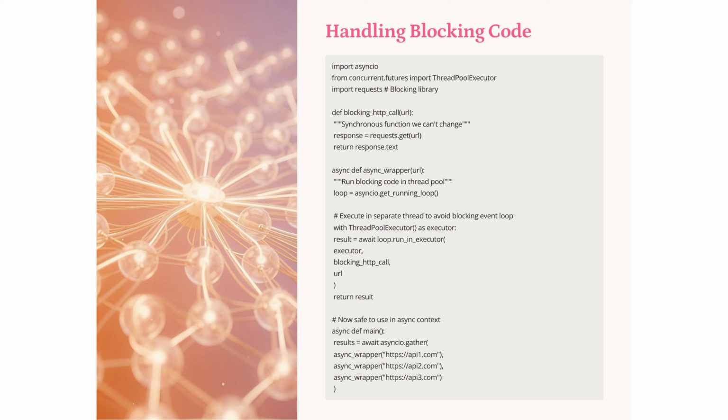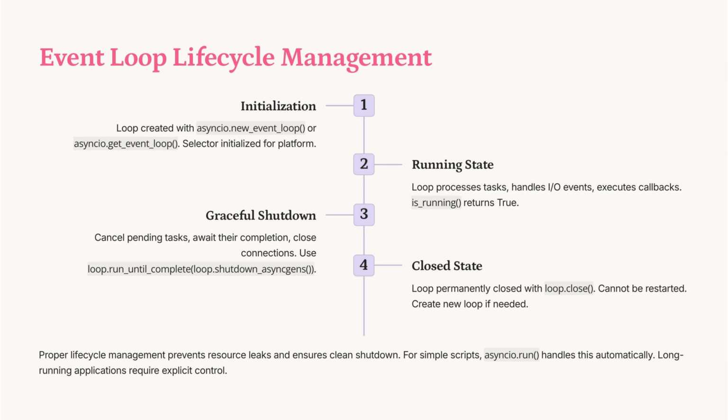Use asyncio.gather to manage multiple async tasks efficiently, maintaining application responsiveness. Event loop lifecycle management is crucial for efficient asynchronous programming. Initialize with asyncio.new_event_loop or asyncio.get_event_loop. During the running state, the loop processes tasks and I/O events.